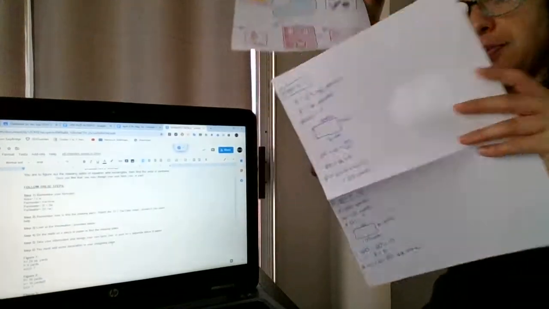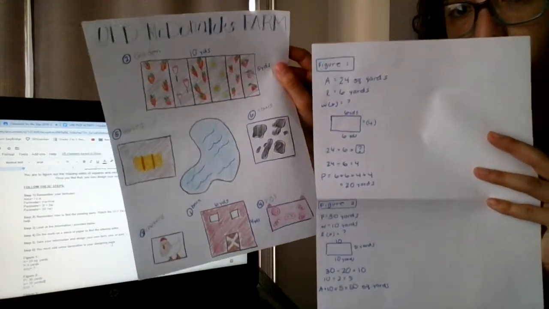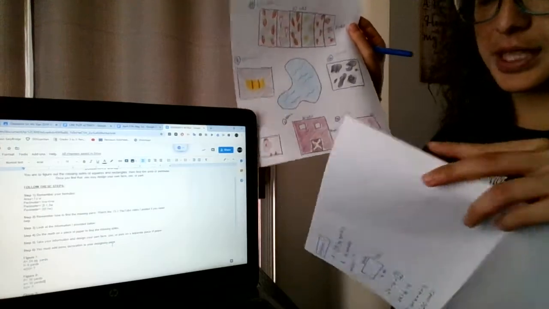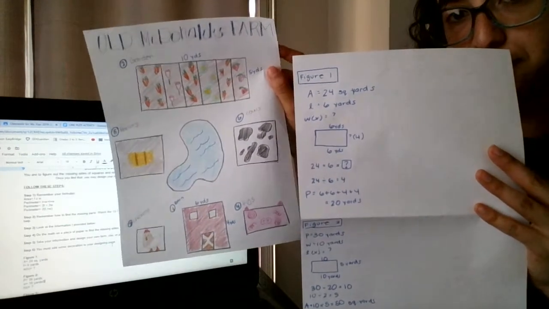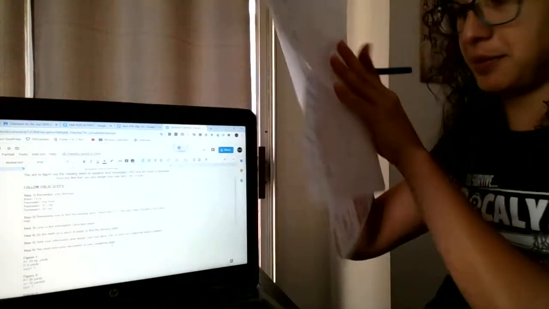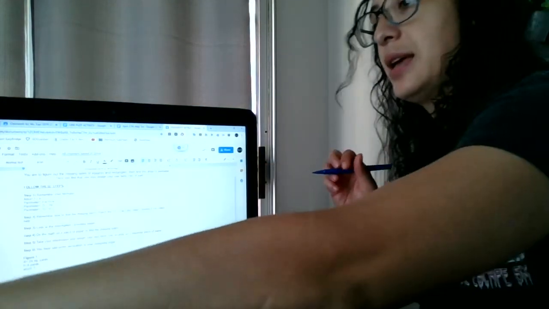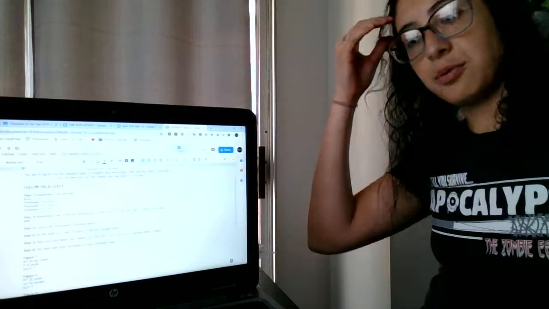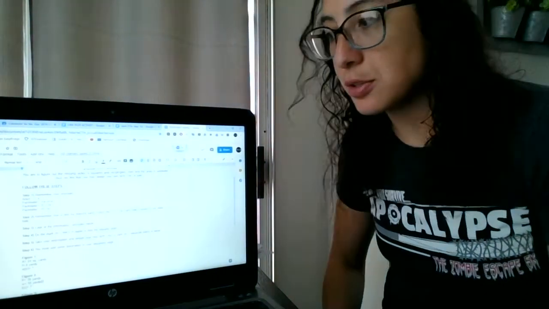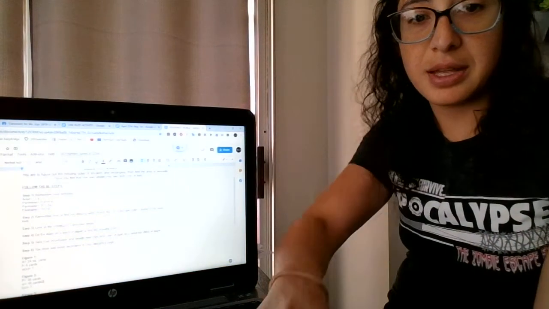So these are your 2 papers for your Designer's World activity. And once you finish, go ahead and have your parents send me a picture of it so that way I can mark that you did it. And that's it. So those are your 2 activities for the week. They're due on Sunday, so go ahead and pick which one you want to do and get started.